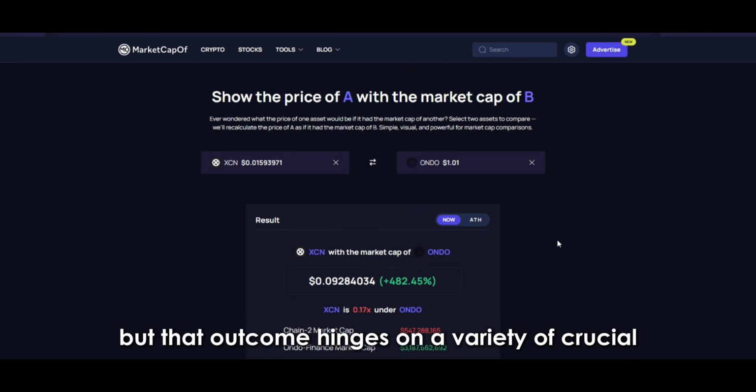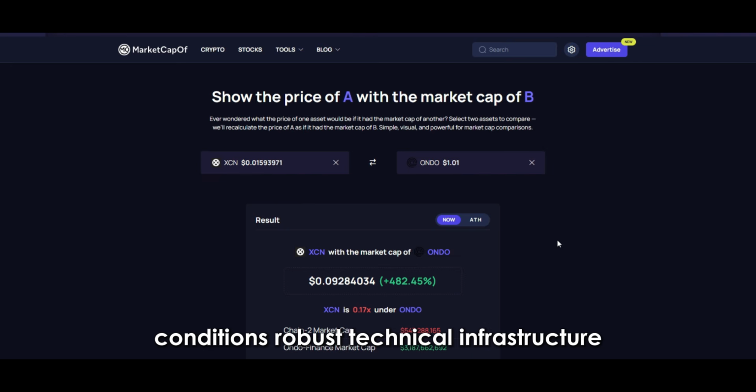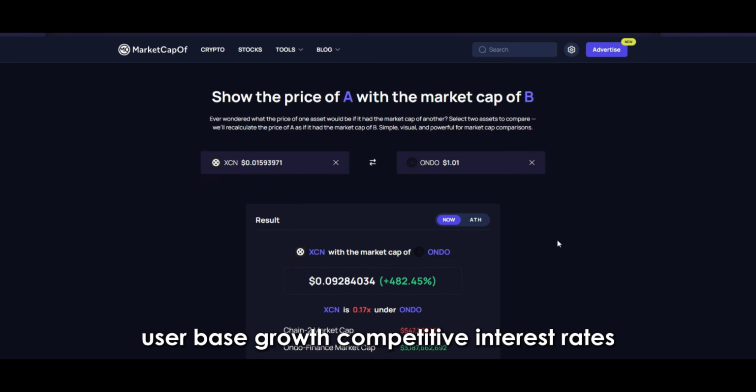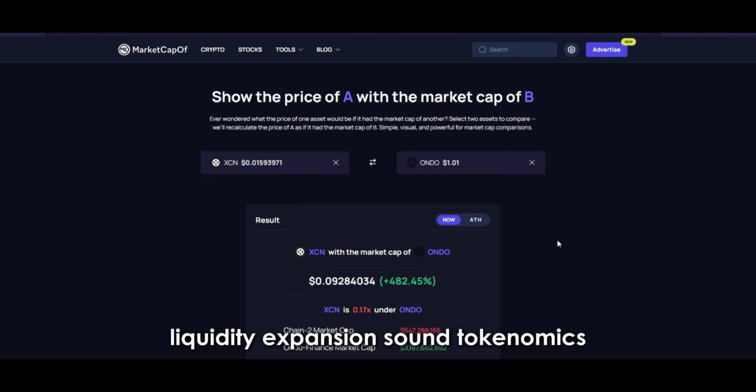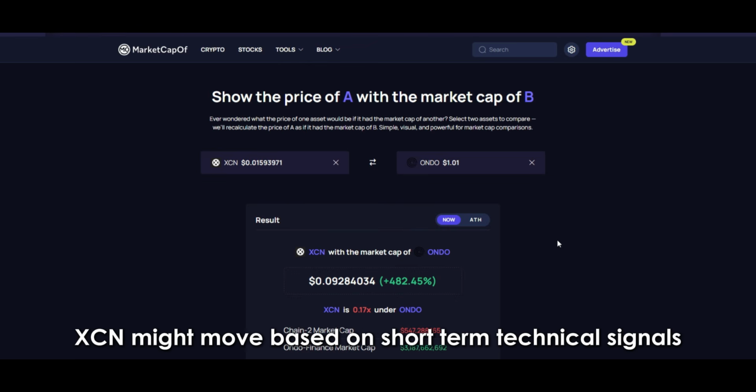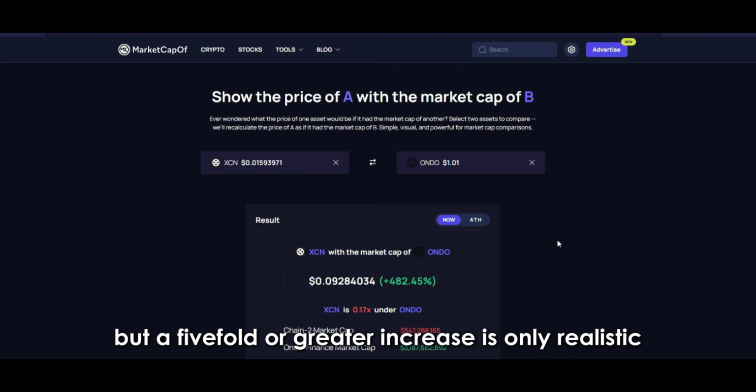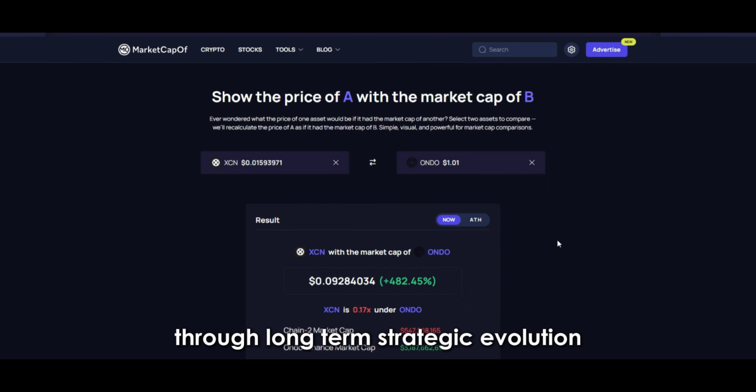The 480% upside is only theoretical if XCN truly reaches OND's level in yields, user base, and market cap. But that outcome hinges on a variety of crucial conditions: robust technical infrastructure, user base growth, competitive interest rates, liquidity expansion, sound tokenomics, regulatory and security compliance, and shifts in market sentiment. Before that happens, XCN might move based on short-term technical signals, but a five-fold or greater increase is only realistic through long-term strategic evolution, not mid-term technical patterns.